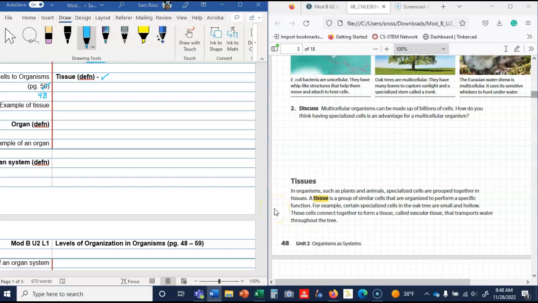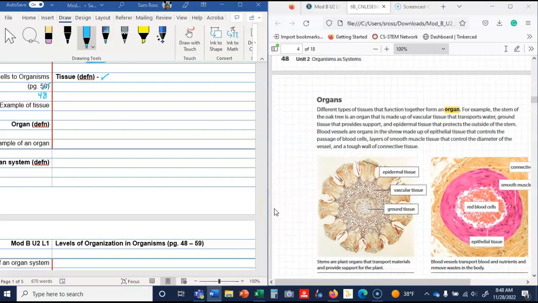And then let's go on to the next page. So this would be 49. I don't know how I got off, it doesn't matter.